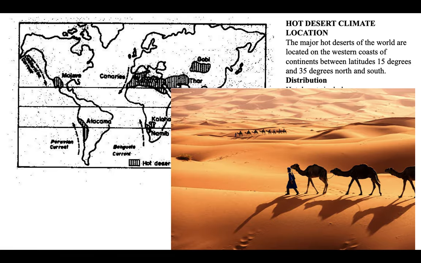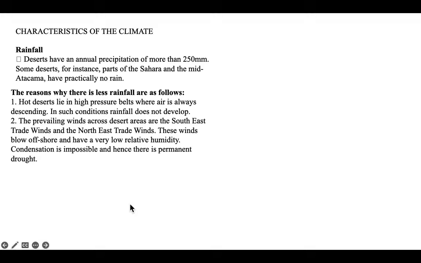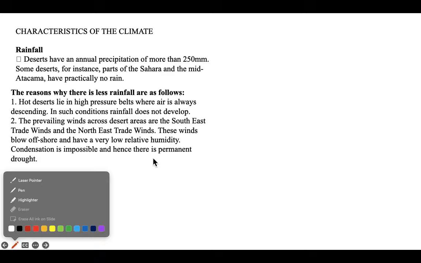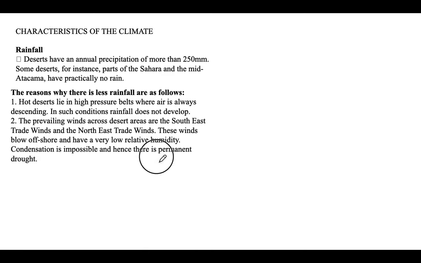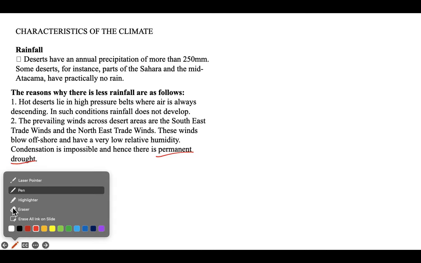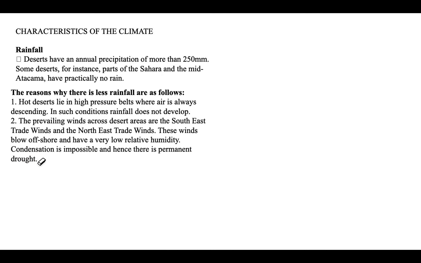So in here we also have the second part, the prevailing winds across the desert areas, which are southeast trade winds and northeast trade winds. These winds blow offshore, and they have very low relative humidity. Condensation is impossible, and hence there is a permanent drought. So we have to take note that in a desert there are permanent droughts. So this is important for you to notice.